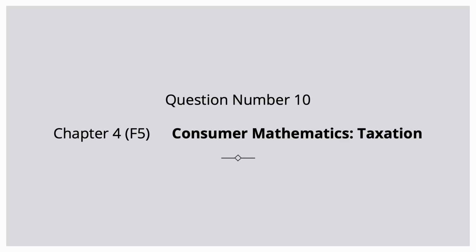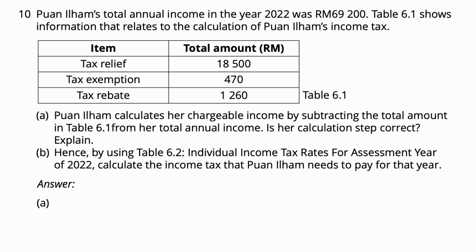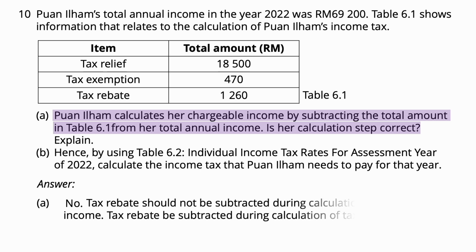Question number 10. A. Miss Ilham calculates her chargeable income by subtracting the total amount in Table 6.1 from her total annual income. Is her calculation step correct? No. Tax rebate should not be subtracted during calculation of chargeable income. Tax rebate is subtracted during calculation of tax payable.